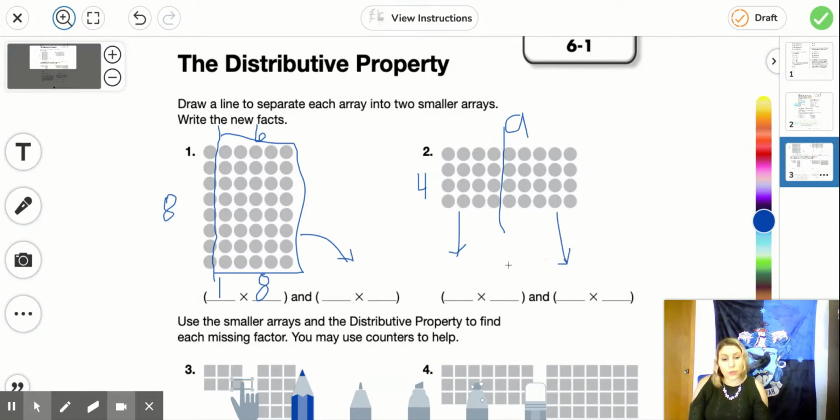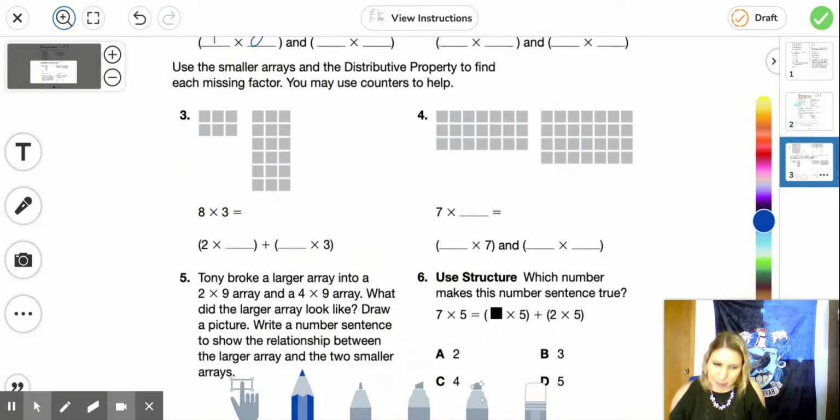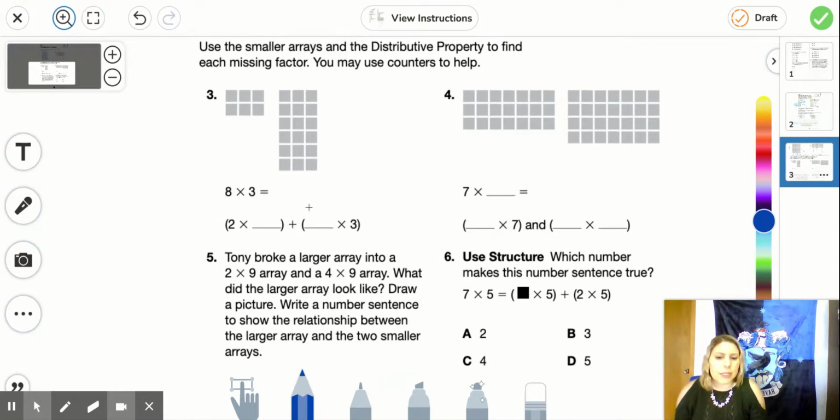Okay, so you have to draw the line to show where you separated it, and then write the multiplication fact that goes with it. Now for 3 and 4, it's a little different. They kind of did the opposite. They used the smaller array, so they already broke it apart for you using the distributive property, which just means we're breaking it apart. You need to find the missing numbers. You get to be a detective, a number detective, and you get to find which numbers are missing.